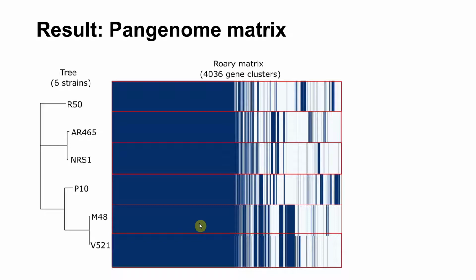Now, aside from finding genes that are shared among the strains under study, you can also use this to check which genes are specific to a particular strain. Let's take a look at an example, where we have the gene cluster for R50. We look at these genes here, and when you compare to the other strains, they are absent. That tells you that there could be some strain specific genes present in R50. So the Pangenome matrix is a good and useful tool when you want to check for similarity among particular strains or species under study.